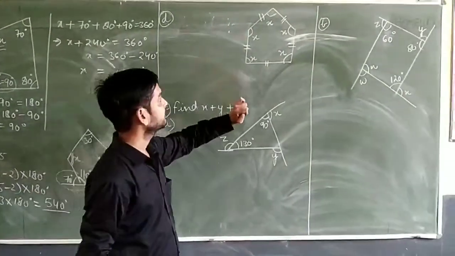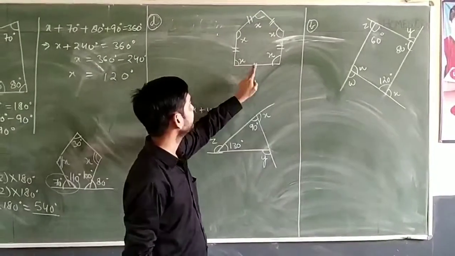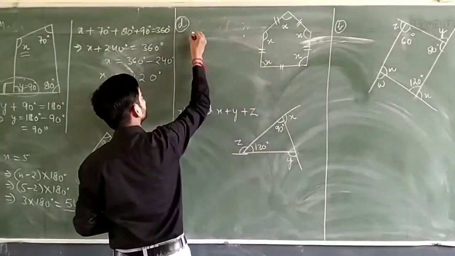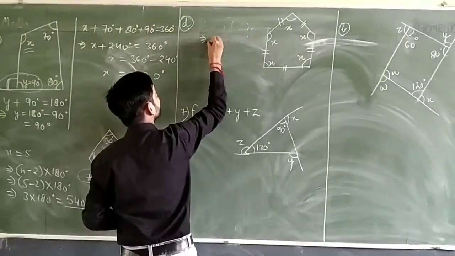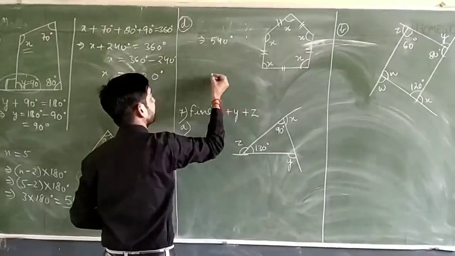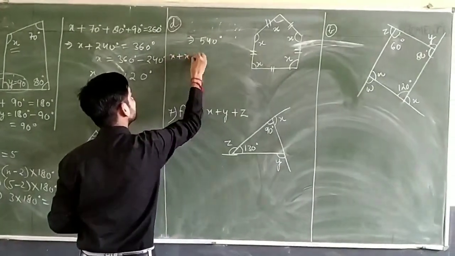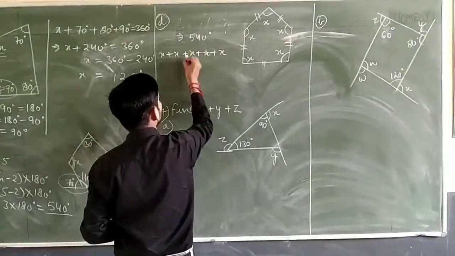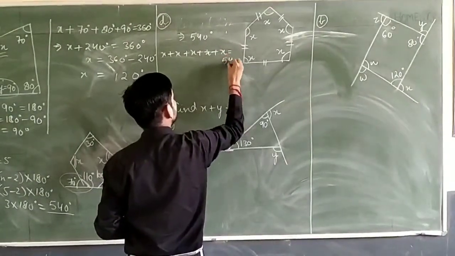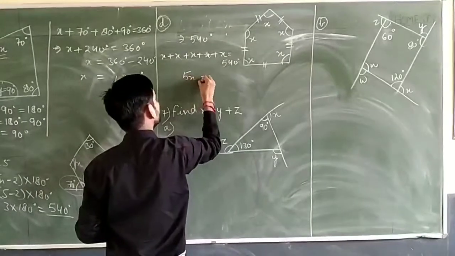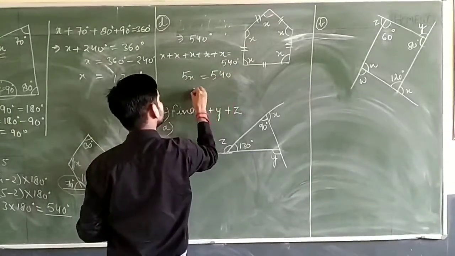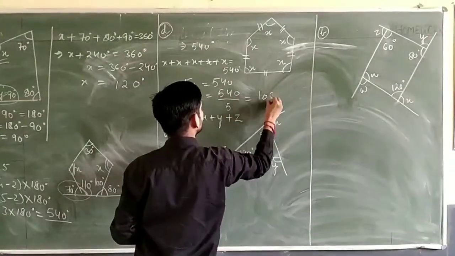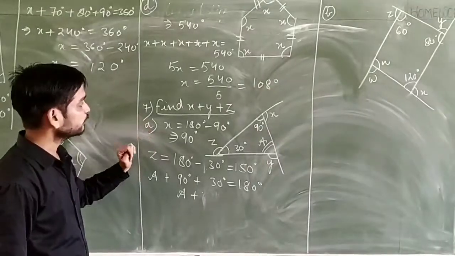Let's see the D part. Similarly, how many sides are here? 1, 2, 3, 4, 5. Similarly, from the previous question, what is the angle sum property of this figure? Its value will be 540. Now, how will we solve this? x plus x plus x plus x plus x, 5 times, is equal to 540 degrees. That is 5x is equal to 540 degrees. x is equal to 540 upon 5. That means 108 degrees.